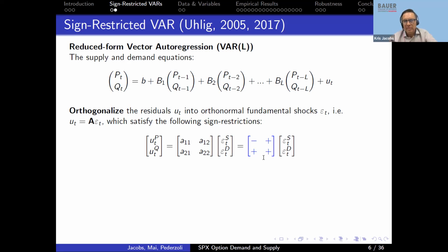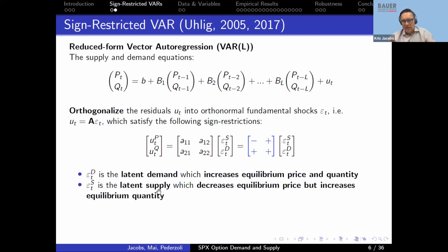Well, here it is. It couldn't be any simpler, right? So I have my two u_t's here for price and quantity. I have my two epsilons here for supply and demand, right? And then I have my matrix A here, which is a 2 by 2. And all we're going to do in this sign restricted VAR is impose sign restrictions on how these shocks to supply and demand affect prices and quantities.